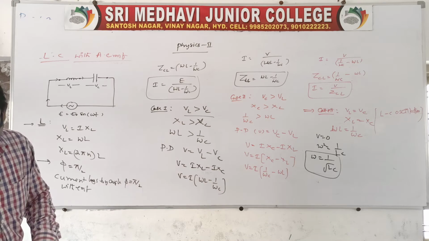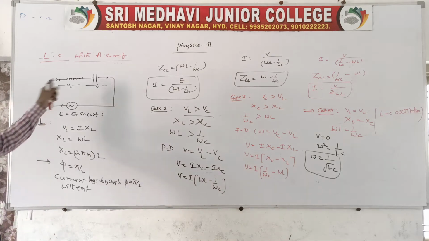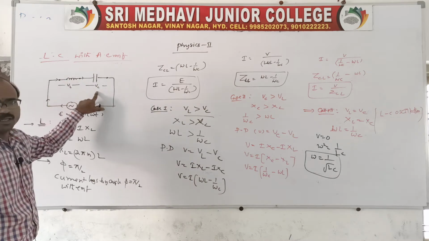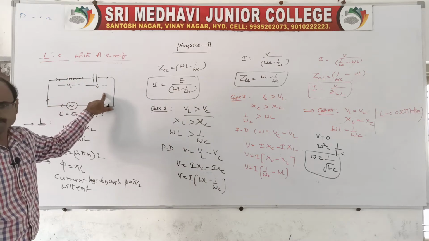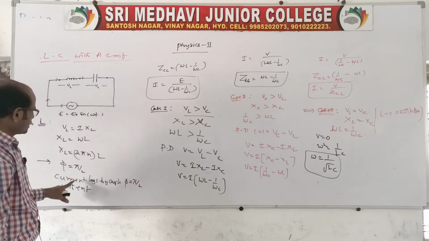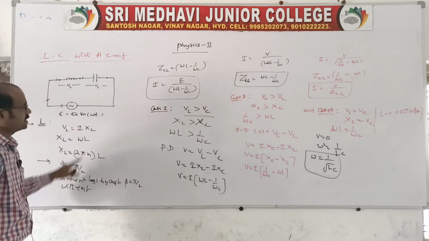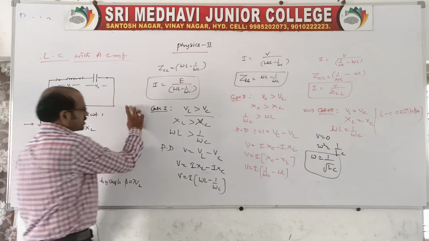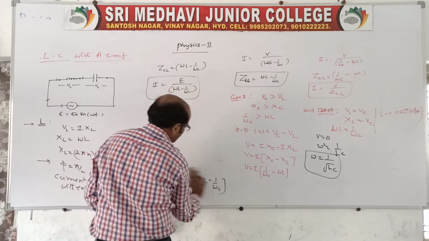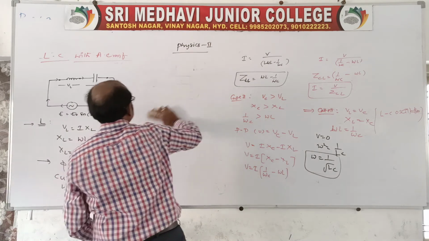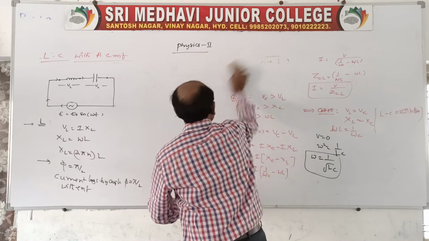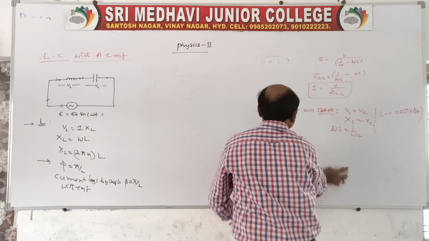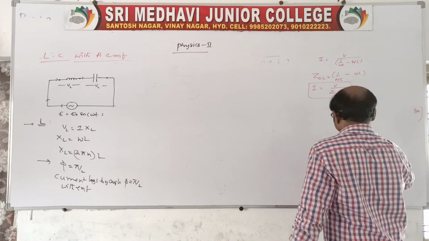And here we need to find the power factor. In the case of an individual L and an individual C, in general there will be no power consumption, because for L the current lags with a phase angle of 90 degrees, and for C also the phase angle is 90 degrees. So in an LC circuit there will be no power consumption, because the power factor is 0. When the power factor is 0, the average power will also be 0.